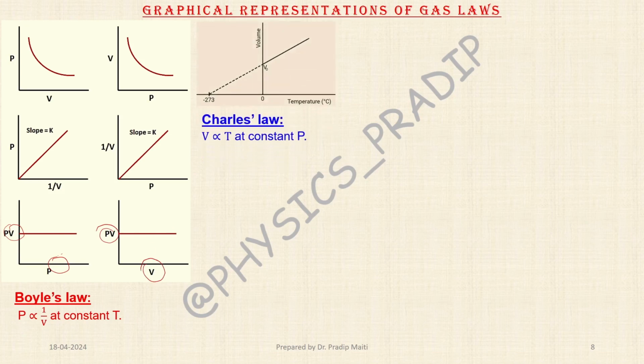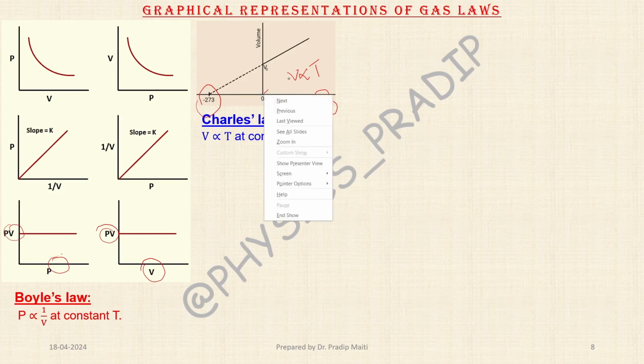Another graph represents Charles' law. Charles' law says that V is proportional to temperature. So the graph will be a straight line, but if we take temperature on the Celsius scale, then there is an extrapolation where the graph cuts the temperature axis. But if we take the temperature scale in Kelvin, then the graph will be like this.